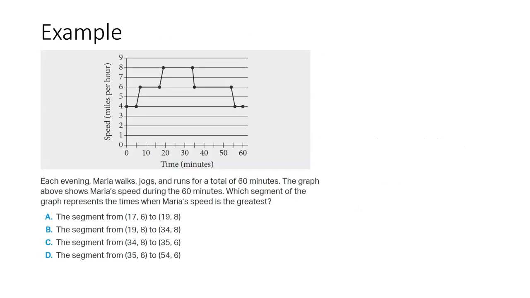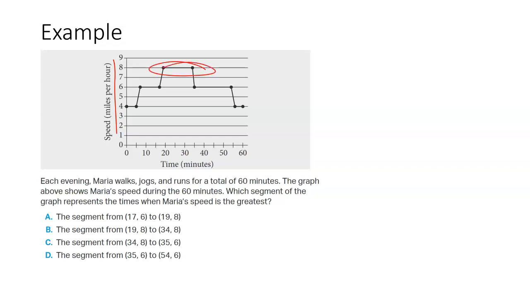All right, last one I want to look at is this graph here. Each evening, Maria walks, jogs, and runs for a total of 60 minutes. The graph above shows her speed during that time. Which of the segments represents the time when her speed is the greatest? So where on the graph do I need to look to see when her speed is the greatest? The point all the way at the top, because our y-axis represents our speed, so I want this point up here at the top.